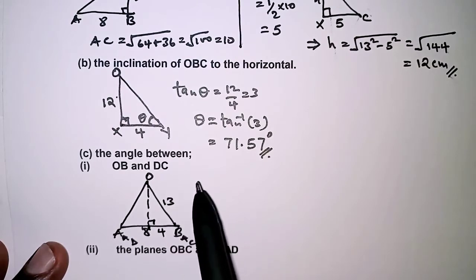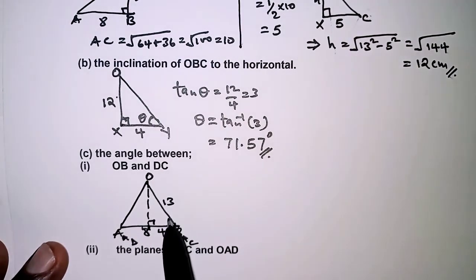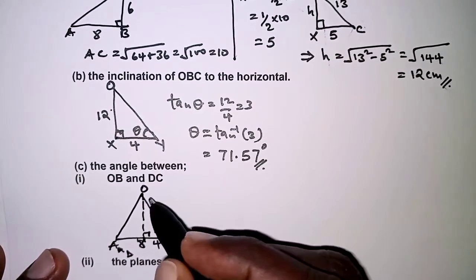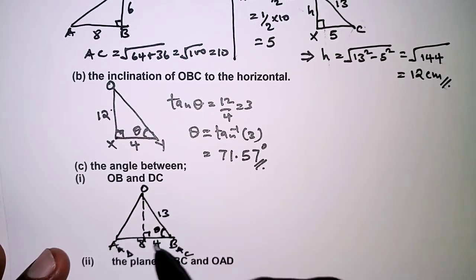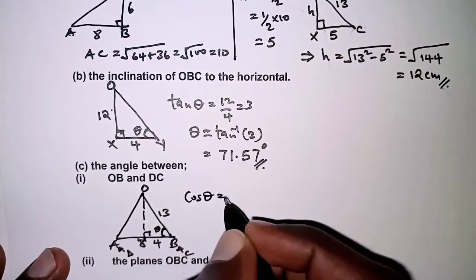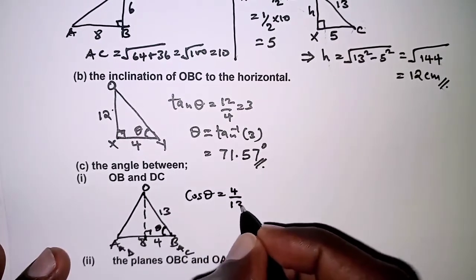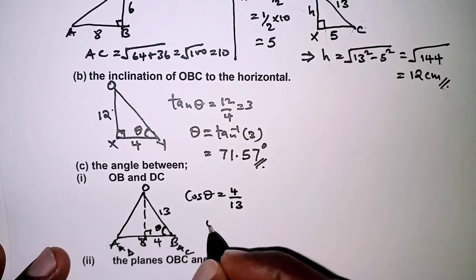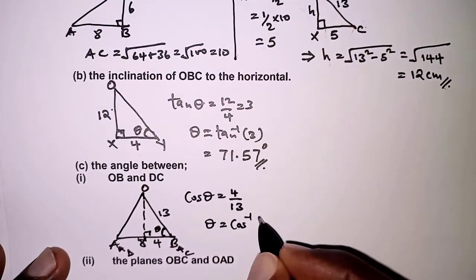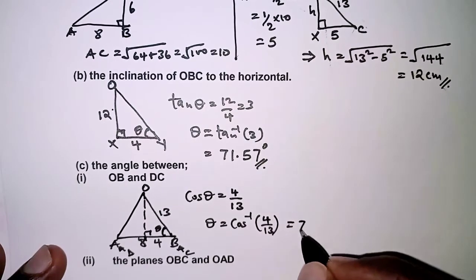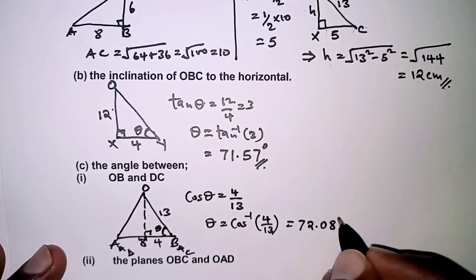So remember, the angle between OB and DC is this particular point here. This angle, let's call it theta again, so that we consider the right angle triangle, which is half of this whole triangle. So here we'll have adjacent and hypotenuse, so that is cosine. So cosine of theta is equal to adjacent, which is 4, over hypotenuse, and that is 13. So the angle between OB and DC is simply theta equal to the cosine inverse of 4 over 13, and that will be 72.08 degrees.